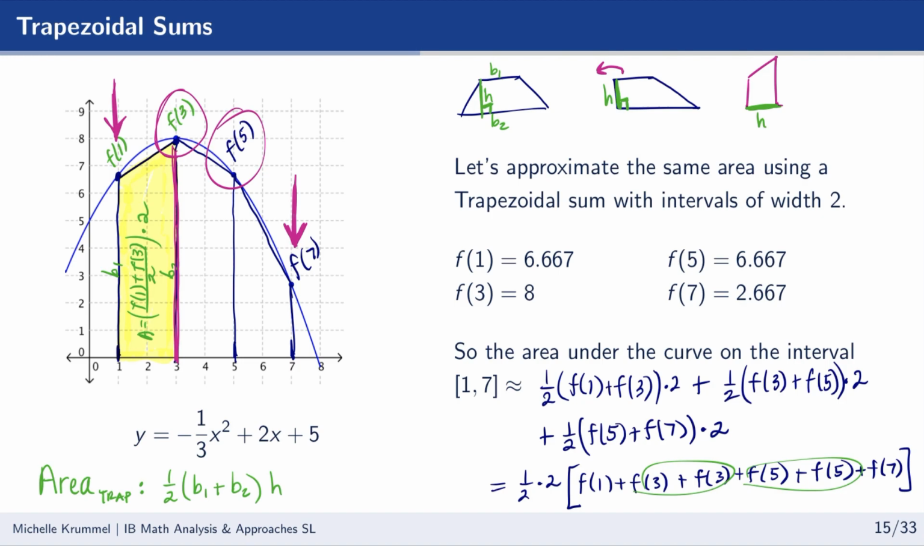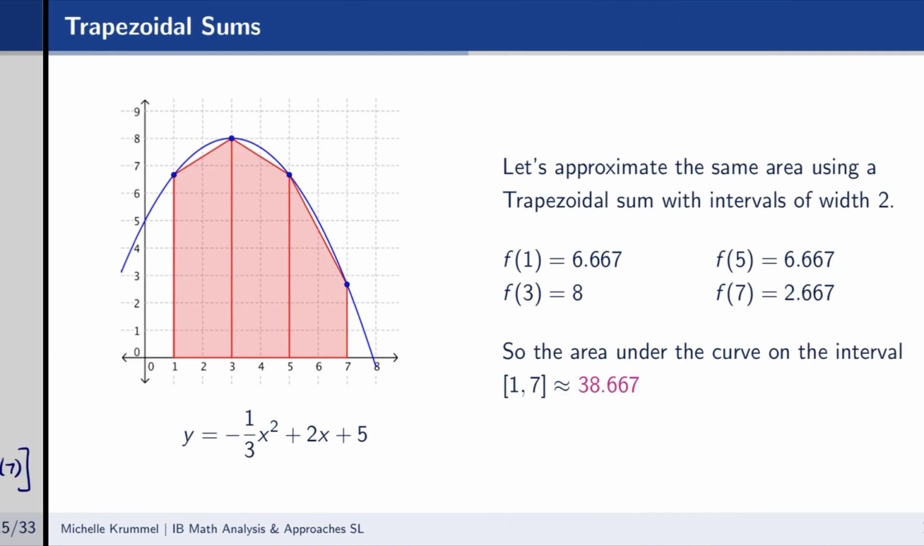Sometimes you'll see this formula as 1/2 times whatever the height is, and then you'll have your f of 1 plus 2 times f of 3 plus 2 times f of 5 plus, and then your last one, f of 7. And of course, the f of 1, f of 3, f of 5, f of 7, those numbers can change as well depending on your subintervals, how wide they are, and how many of them you have. Okay, so let's look at that approximation.